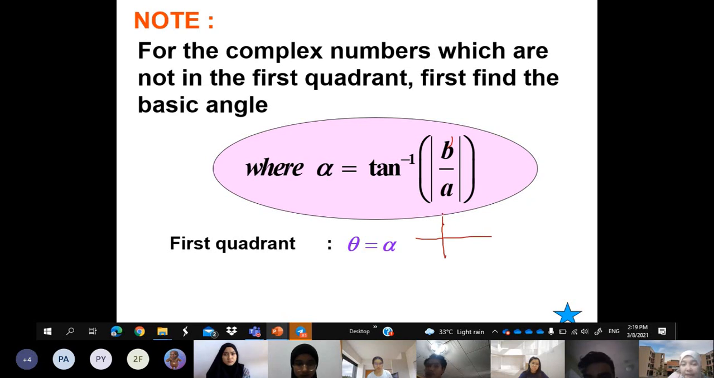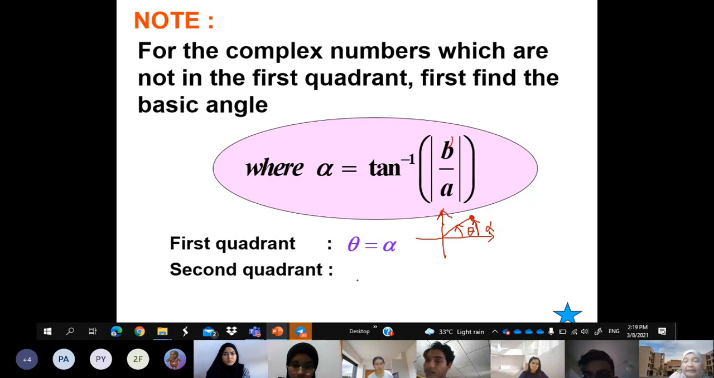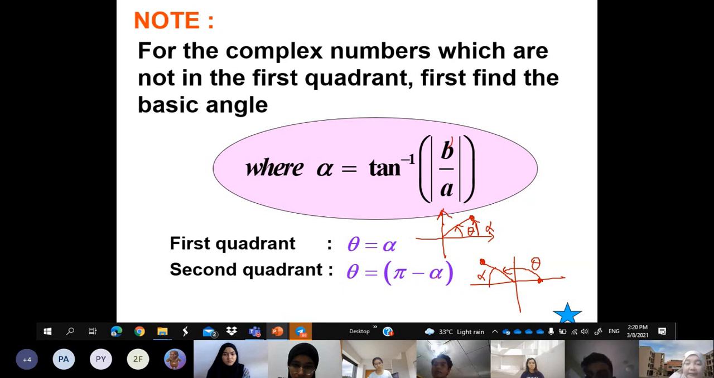Let's say the line to P. This is theta, first quadrant. This one is also alpha, the basic angle. For the second quadrant, point P lies here in the second quadrant. Theta starts from positive x to the line; this is theta. Alpha is the acute angle, so to find theta you need pi minus alpha is equal to theta. This is the second quadrant.